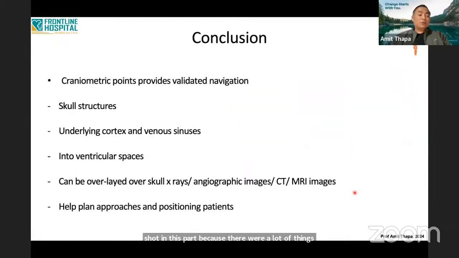So to conclude, craniometric points actually provide a validated navigation using the skull structures to the underlying cortices, venous sinuses, and the ventricular spaces. And these are very easily overlaid over the skull X-rays, angiography images, CT, and MRIs. So nowadays we can even read the MRI and CT scans and can use these craniometric points over the gyri and sulci underneath. And this can also help to plan approaches and position the patient before we put the patient on the advanced navigation system.